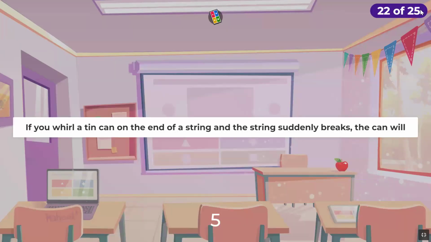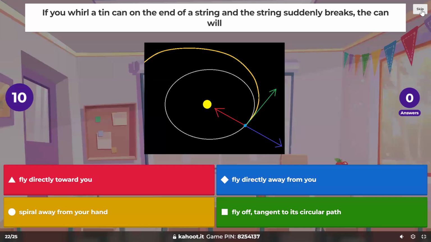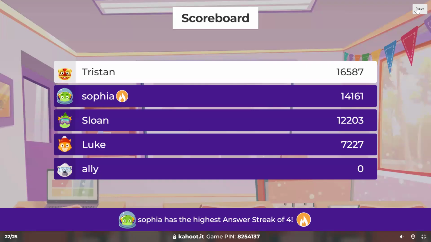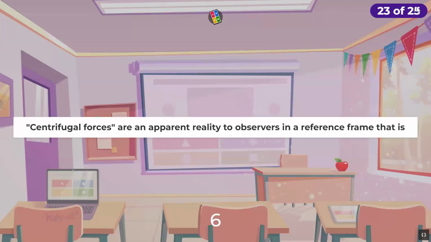Sophia got that one. Whirl a tin can on the end of a string. The string suddenly breaks, or you let go of the string. The can will fly off tangent to a circular path. Hey, does this look like yesterday? If you turn gravity off, the planet will fly off tangent to a circular path. Which law of motion is that? Newton's first law of motion, law of inertia. Got Luke, Sloan, Sophia, Tristan.